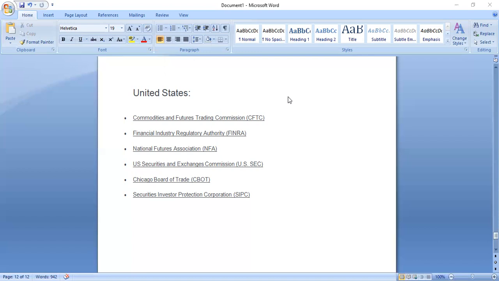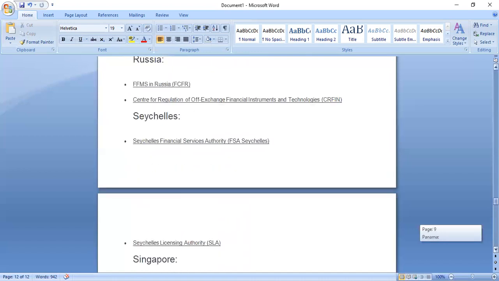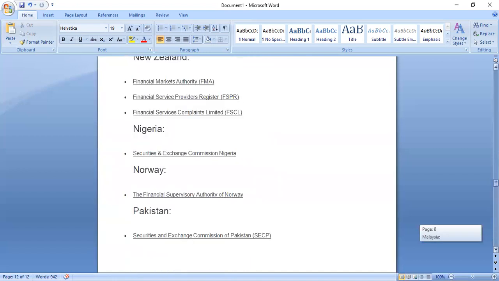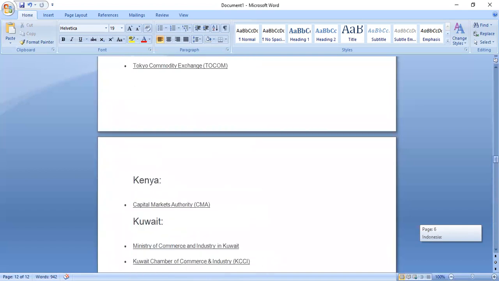depending on which country they come from. Because I've already told you that each country has its own regulatory commission or agency that regulates forex trading. So if there's nothing to waste, I may take you through each country, the countries that have licensed institutions that regulate the forex market.